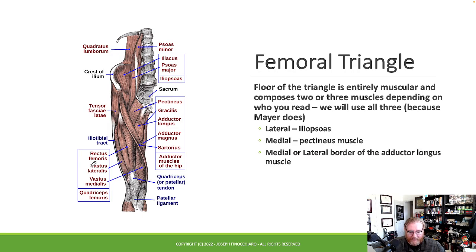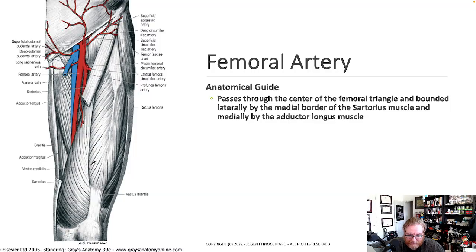The floor of the triangle is entirely muscular and comprises 2 or 3 muscles depending on who you read. We will use all 3 because Mayer does, and that is the iliopsoas, the pectineus, and the lateral border of the adductor longus muscle. Fancy way of saying that when you cut through the fascia lata and you find the muscles, you will find the artery right at that little V that I showed you. And if you go any deeper, you just run into more muscle, like you've bypassed it. So if you see muscles under the muscles, you have to come back up more superficial. You've gone too far.